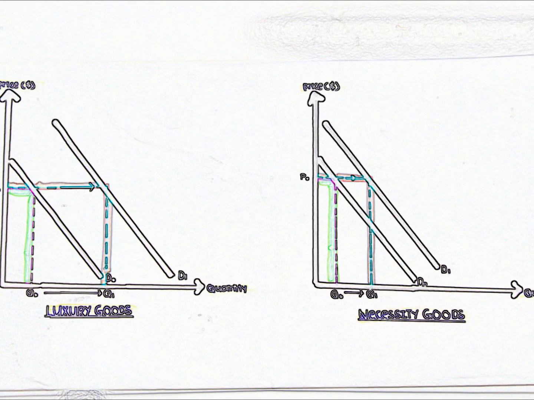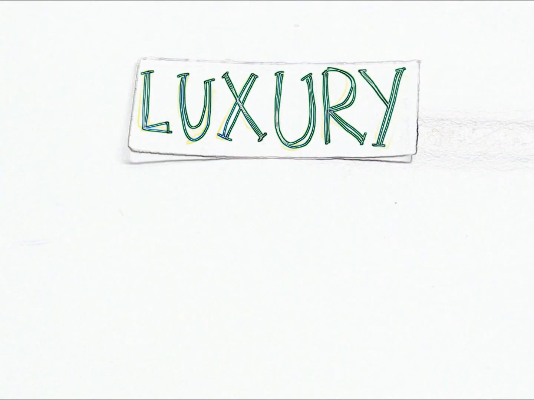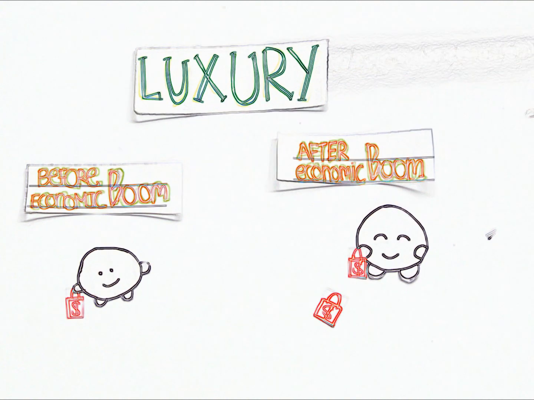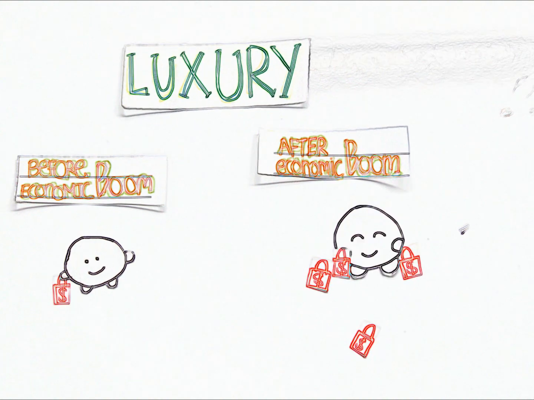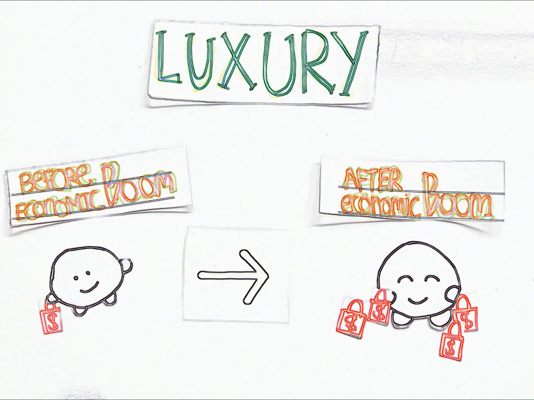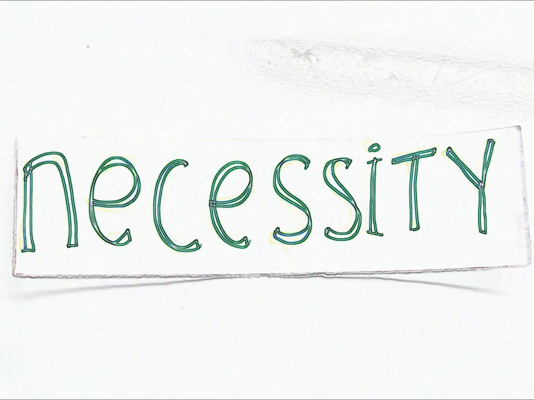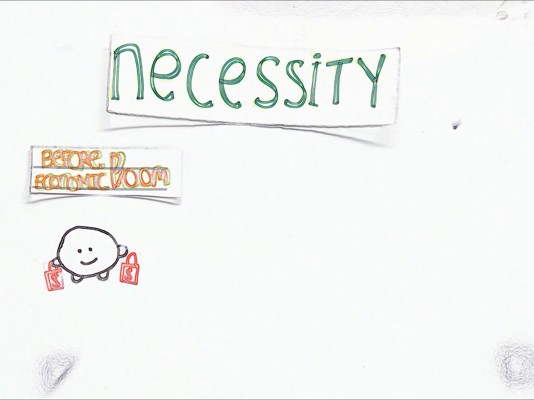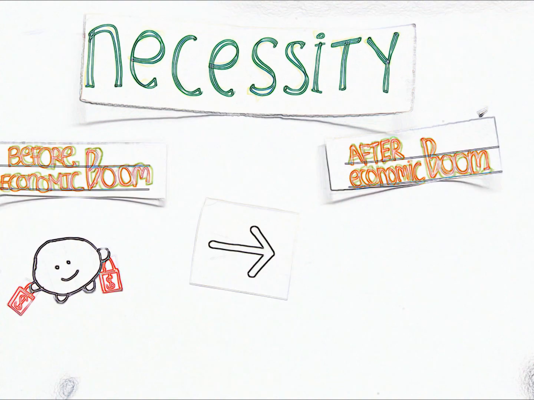As shown in the graphs, demand for luxury goods increases more than demand for necessity goods when consumers' income increases. After an economic boom, consumers' income will rise and hence they will purchase more luxury goods than they did before. On the other hand, demand for necessity goods is rather stable even with an increase in consumers' income since they are compulsory purchases.